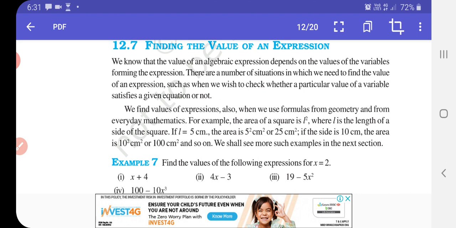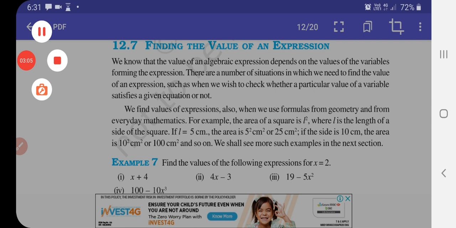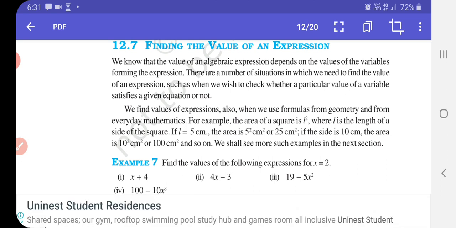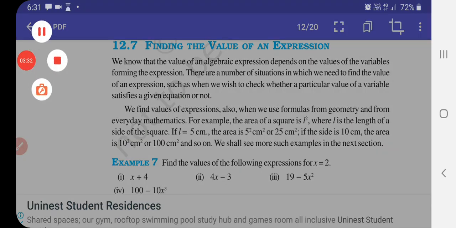Okay, now our new topic is finding the value of an expression. How to find the value of an expression? We know that the value of an algebraic expression depends on the value of the variable forming the expression. Understand? But there are a number of situations in which we need to find the value of an expression, such as when we wish to check whether a particular value of a variable satisfies a given expression or not. What is the meaning of this?